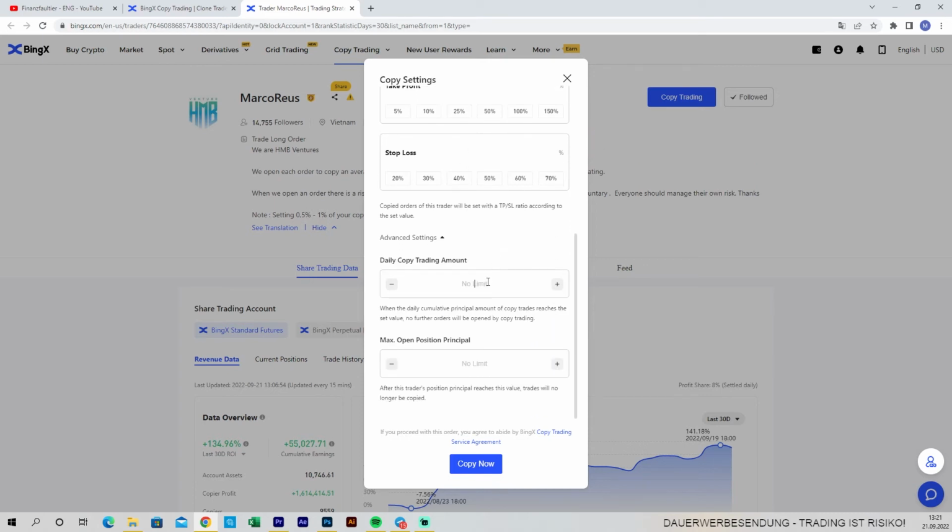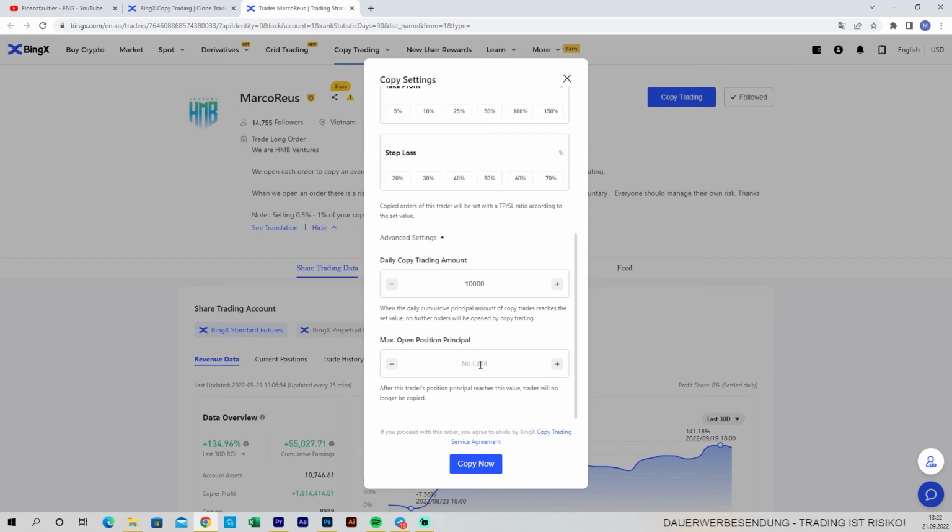Then, very, very important, especially with the real money account, is the daily copy trading amount and the max open position principles. Which means when you type in here, let's say 10,000 VST, this trader cannot trade more than 10,000 a day. So there's a maximum top up, which means if you have 100,000 in the account, he cannot just explode the account by opening a ridiculous amount of trades. As well as this, which might be even more important, the maximum open position principles.